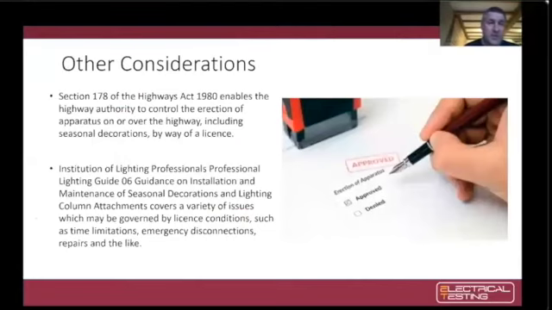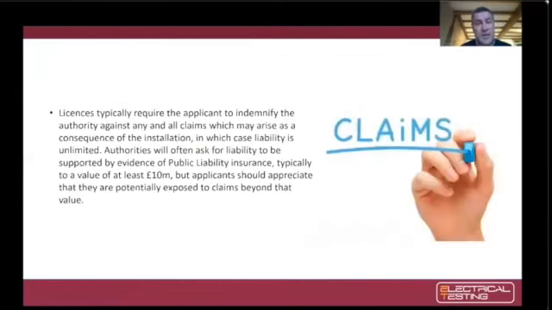So other considerations, this is at local authority level. They will, by way of a license, use a section 178 from the Highways Act of 1980. And they'll also take guidance from the ILP PLG 06, installation and maintenance of seasonal decoration. So two important documents that they'll use, which will sometimes determine the requirements that they will deem necessary from site.